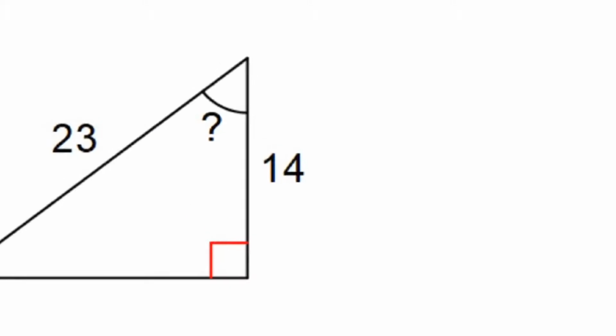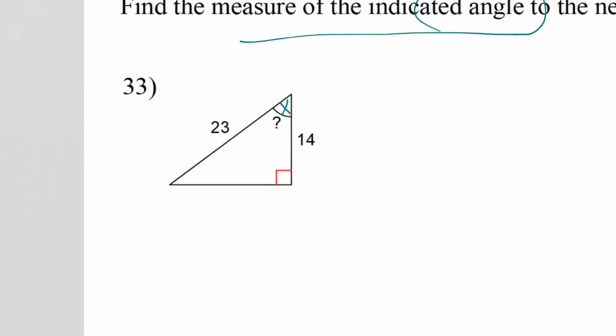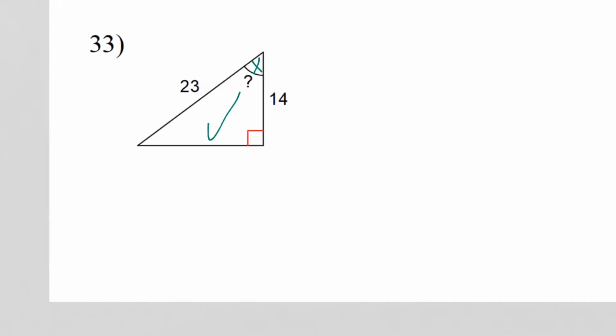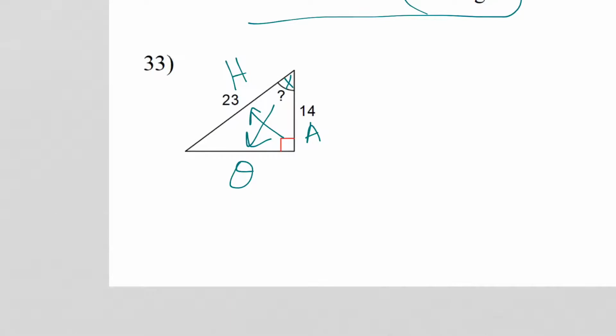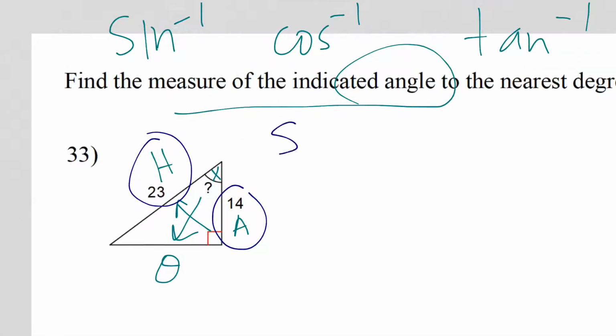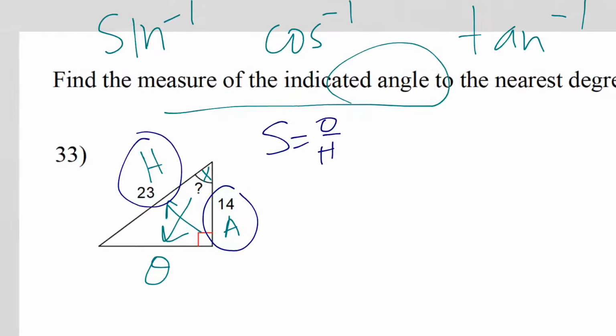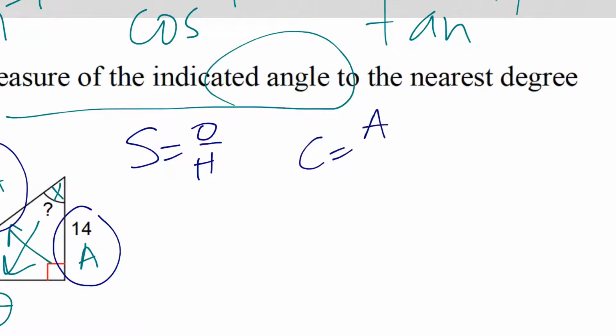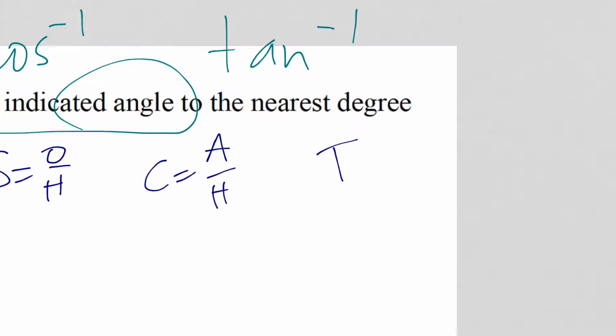So I'm going to name the angle in question x so it's easier for me. So I'm going to name my sides opposite, hypotenuse, and adjacent. The only values I know are the hypotenuse and the adjacent value. So am I going to use sine, cosine, or tangent?